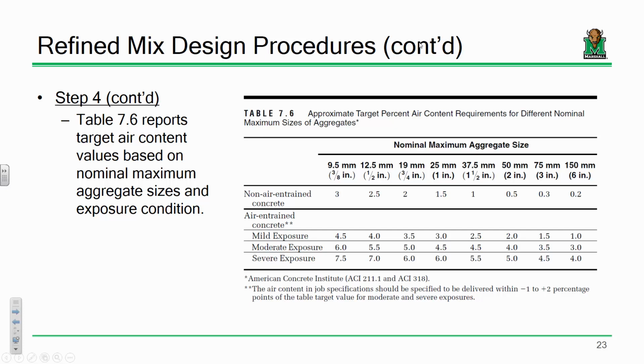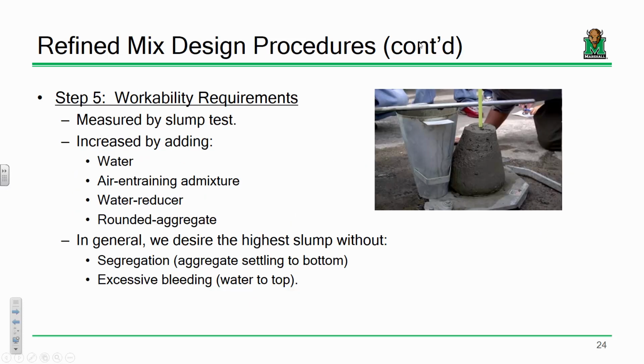Based on your nominal maximum aggregate size and based on your exposure category, you can determine the amount of air entrainment that's going to be required for a given mix. Pretty straightforward. So if you had 1 inch nominal maximum aggregate size and moderate exposure, you need 4.5% air by volume inside that given mix. And that's where air entrainer comes into play. Everybody good so far? Pretty straightforward.